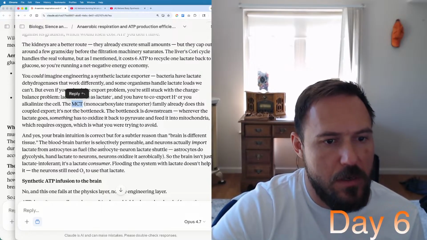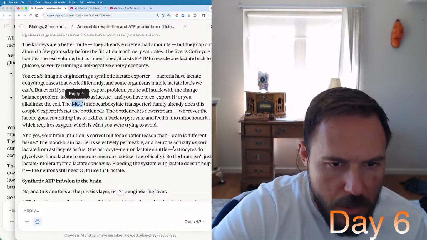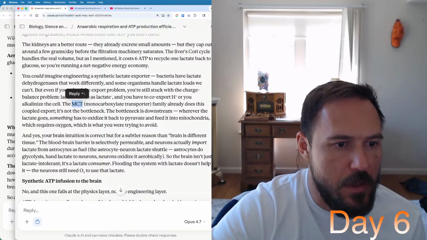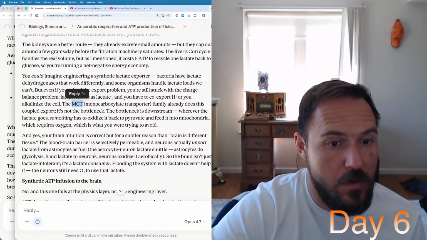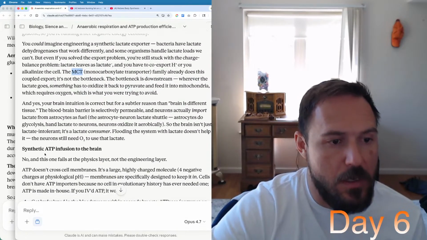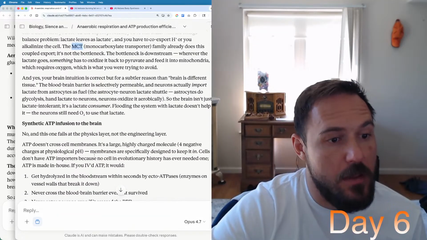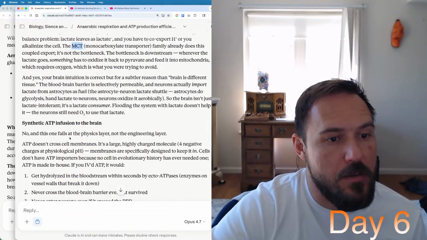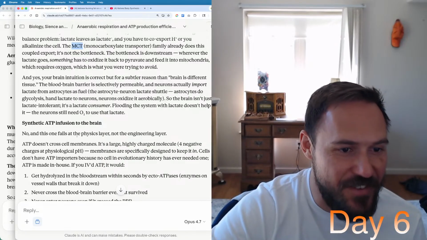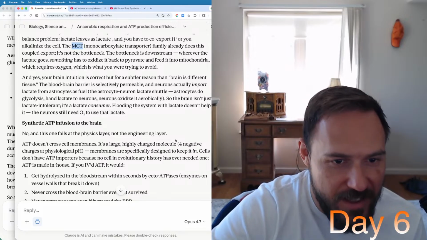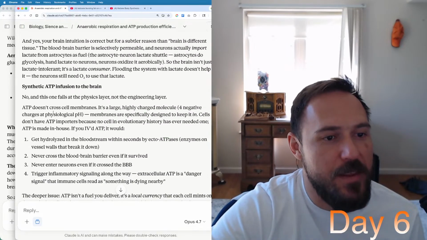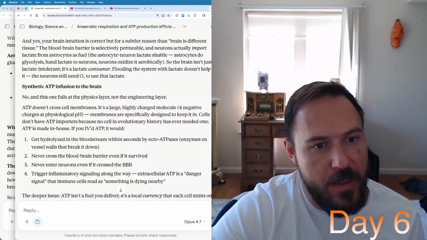The blood-brain barrier is selectively permeable, and neurons actually import lactate from astrocytes as fuel. Okay, I'm totally lost on the synthetic ATP infusion to the brain. No, and this one fails at the physics layer, not the engineering layer. ATP doesn't cross cell membranes. It's a large, highly charged molecule.